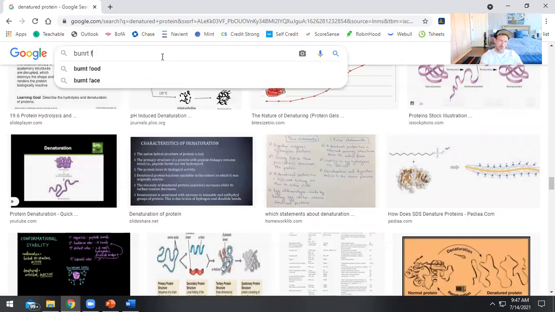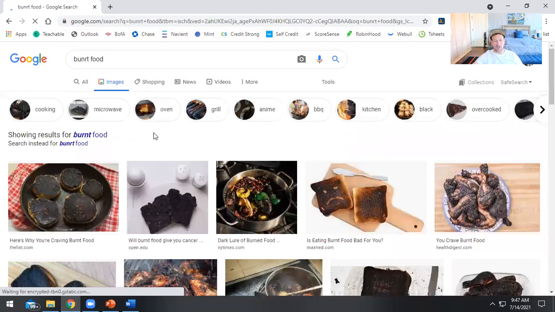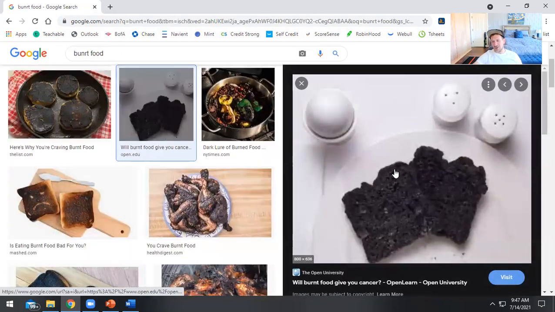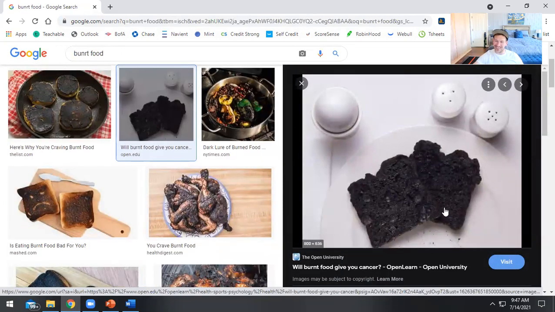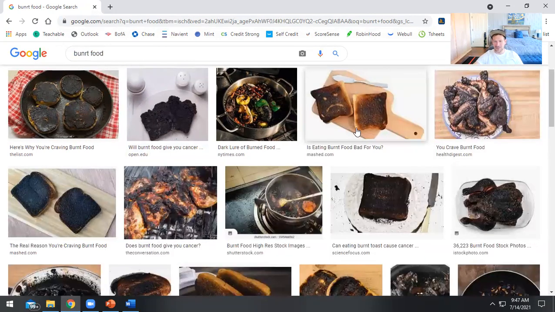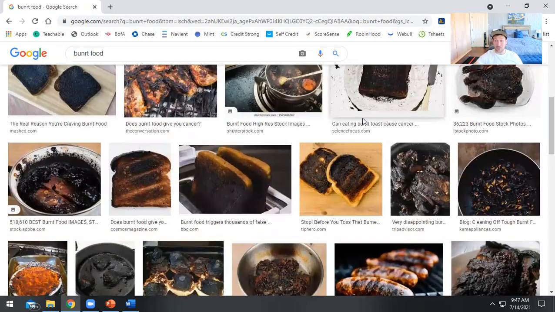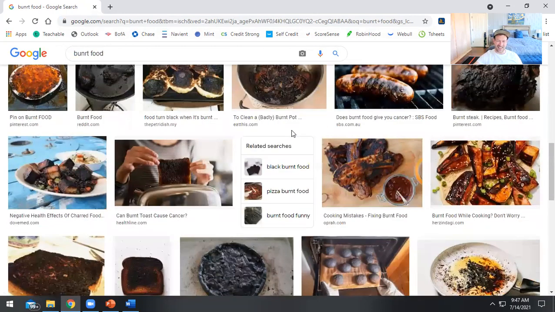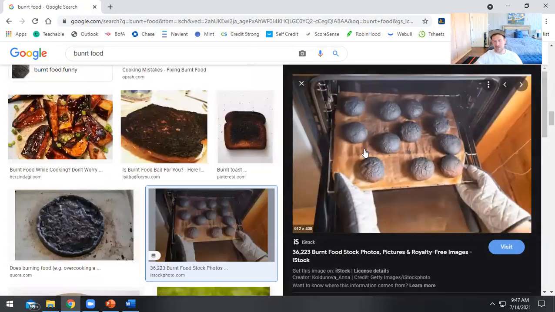Burnt food. If you've ever been cooking and you have burnt your food and converted it into carbon, those are denatured proteins. You unfolded their natural shape, and now they are shaped very differently and do not have the same nutritional value. You basically destroyed some of those amino acids. So that's kind of what a denatured protein looks like.